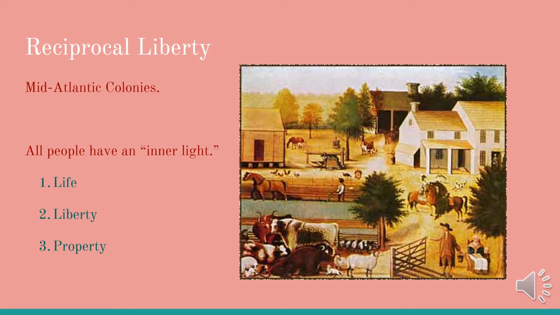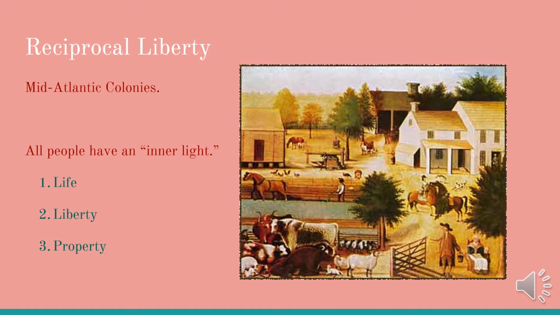Reciprocal liberty in the Mid-Atlantic. The Mid-Atlantic colonies were New Jersey, Pennsylvania, Delaware, and New York. This idea of inner light included life, liberty, and property. This idea led William Penn to believe that everyone possessed the power of telling truth from error. Penn believed that if one did not tell the truth, it would reveal itself.